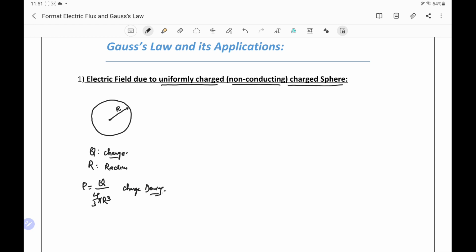Now we have to find the electric field due to this charge distribution when r is greater than capital R, that means it is an outside point from the sphere, or r is less than capital R, that is, it is an inside point in the sphere. So we first take the case r is greater than capital R. For this, we redraw the figure again.